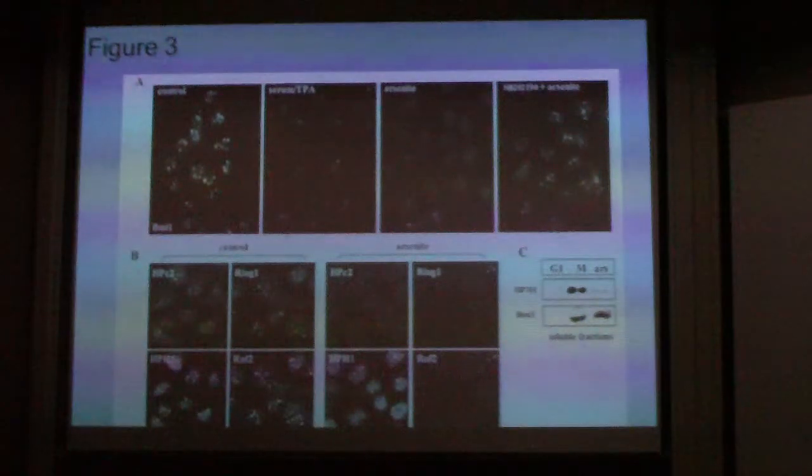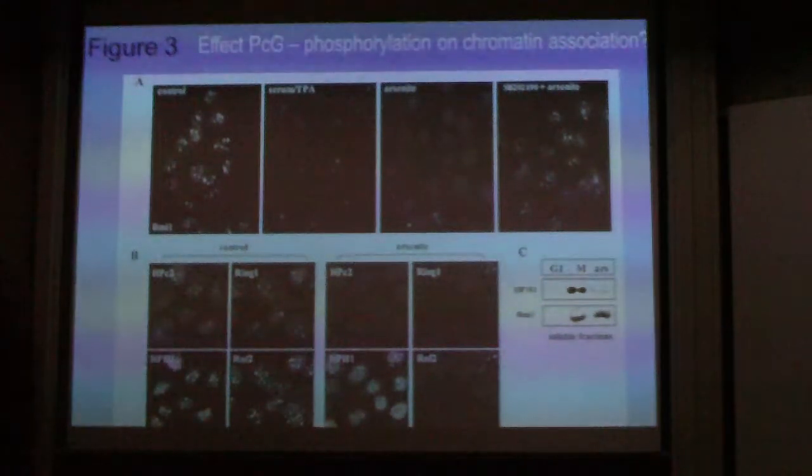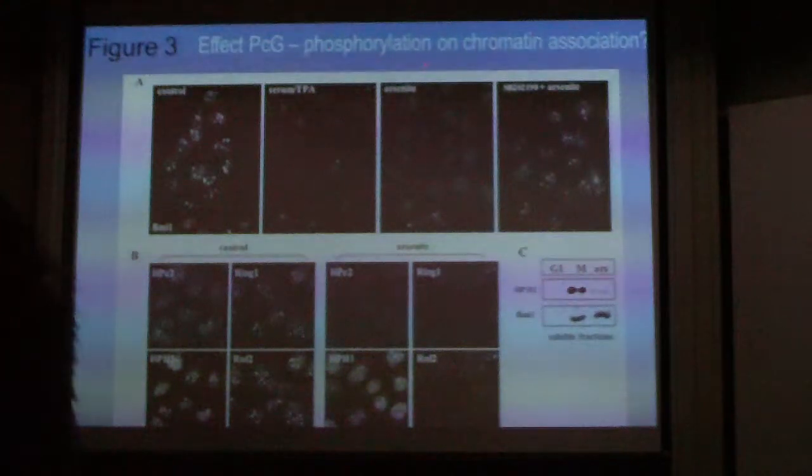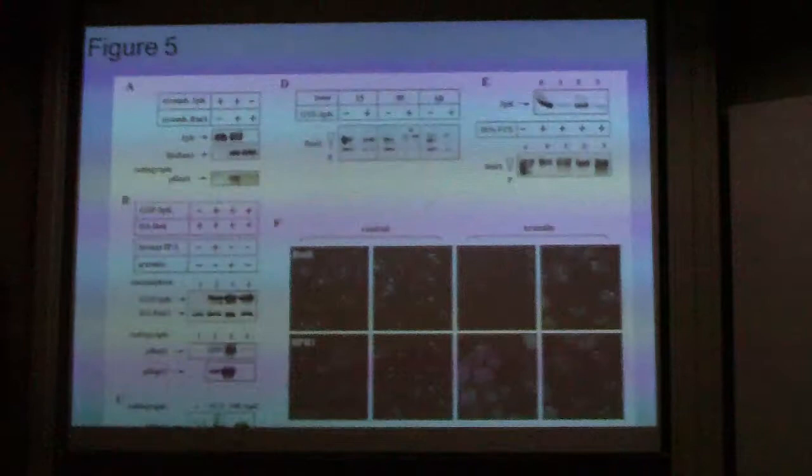Cool. Another, how do you say that? Unpredicted finding. All right, and here we prove that that is the case. In M phase, I remember, most of HPH and BMI is soluble, but if you stimulate the cells with arsenite, only BMI becomes soluble, but HPH1 remains associated. These are only soluble fractions. Okay, so what we proved here is there is an effect of phosphorylation of the protein on chromatin association. And there is. And that's what it looks like in color.